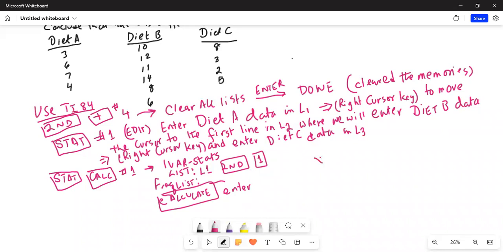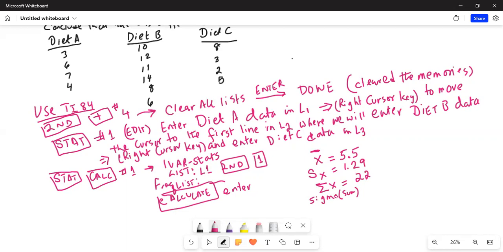So we get x bar, the sample mean for A. Remember, this is all for A. x bar is 5.5. Sx is equal to 1.29. And then we also need this information: sum of all x, sigma stands for sum. Sum of all x is 22.